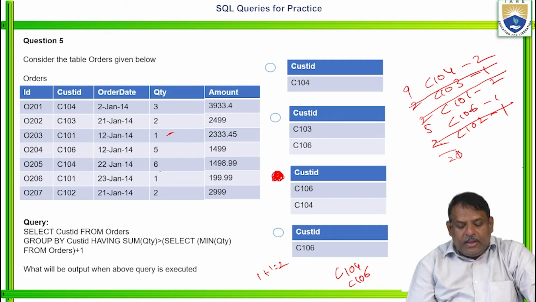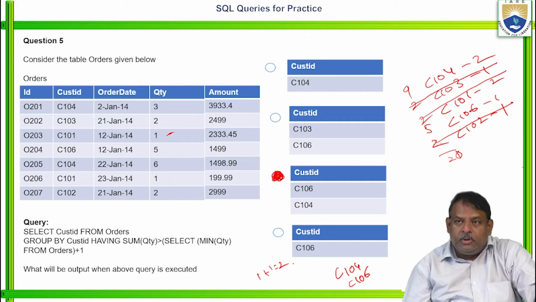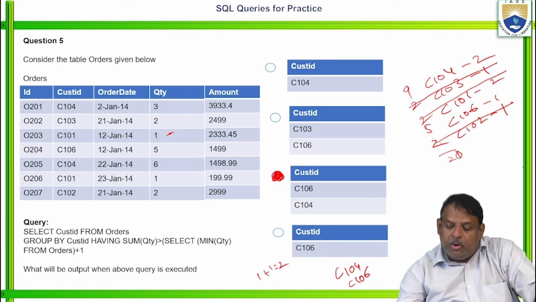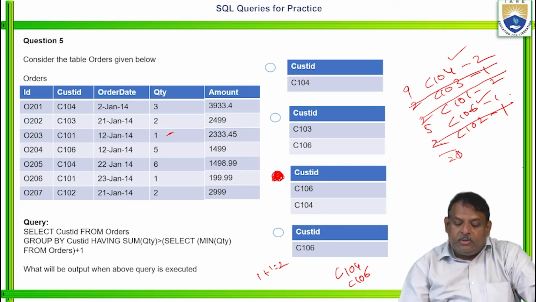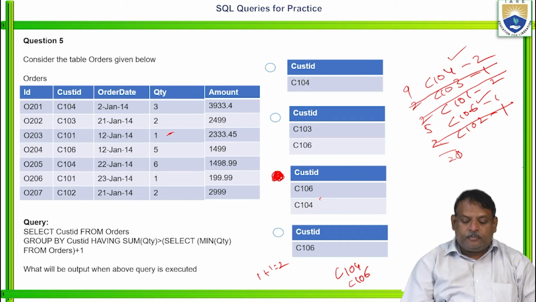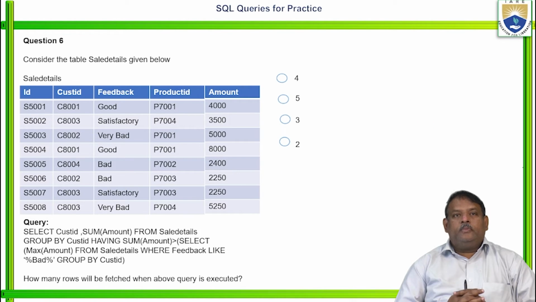Now we have to apply the having clause. The quantity should be more than the minimum quantity. So the minimum quantity is 1, plus 1. So 2. Now we have to select only those groups which are more than 2. Out of those, we have C104 and C106. So C106 and C104. The answer is C.